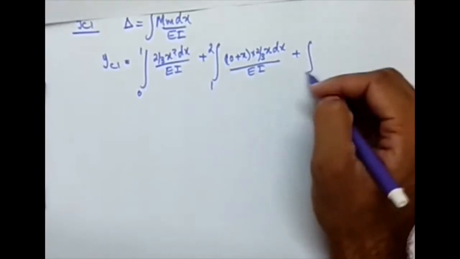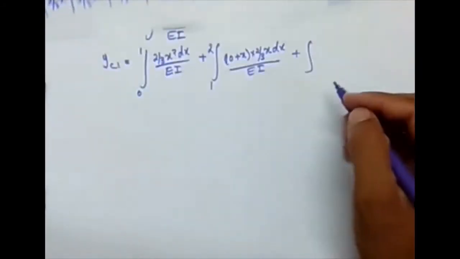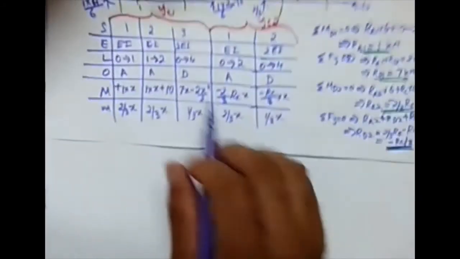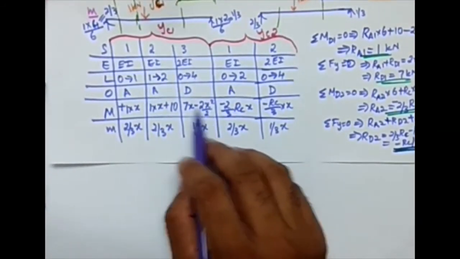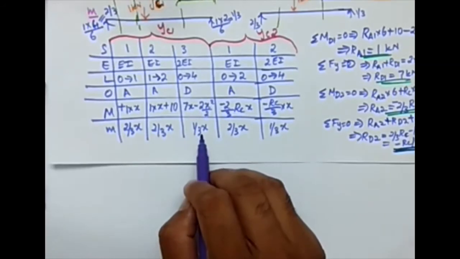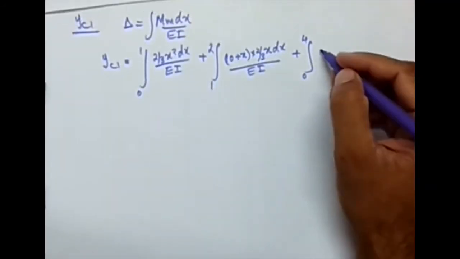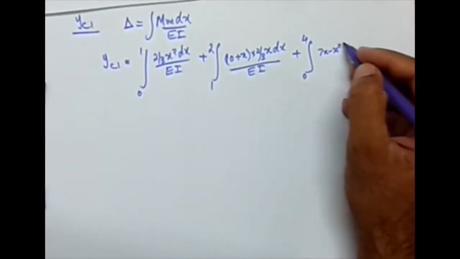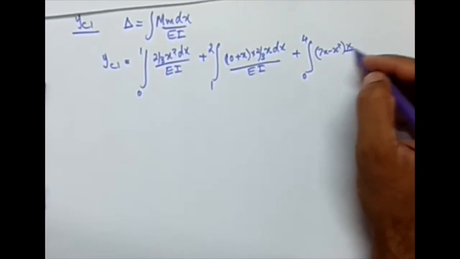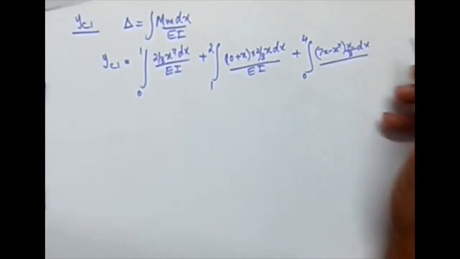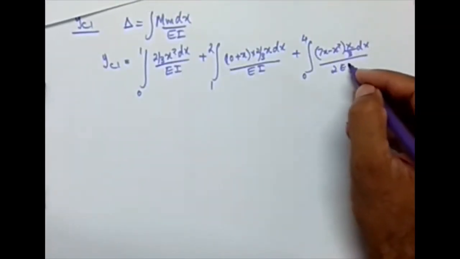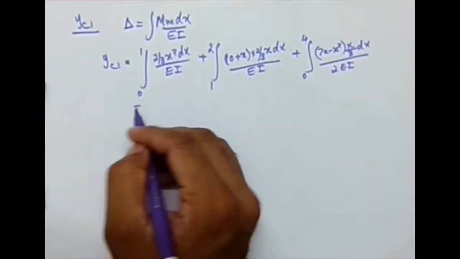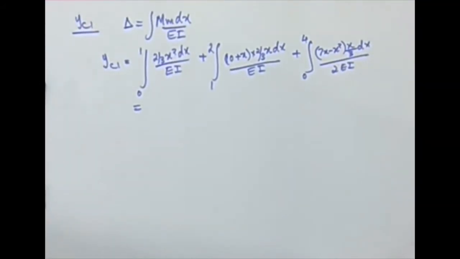Now the third segment, the limit is 0 to 4. When I multiply these two, 2 cancels away. So 7x minus x square times x by 3 dx, and you should be very careful, the value is 2EI. So this expression is going to give me the value of YC1.